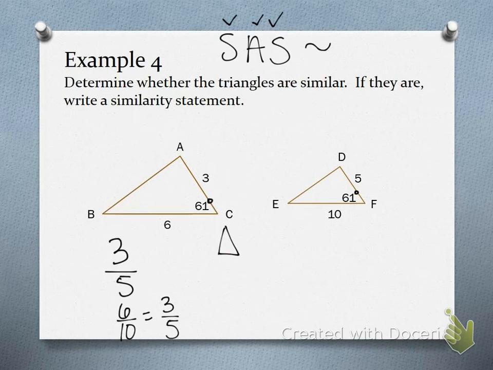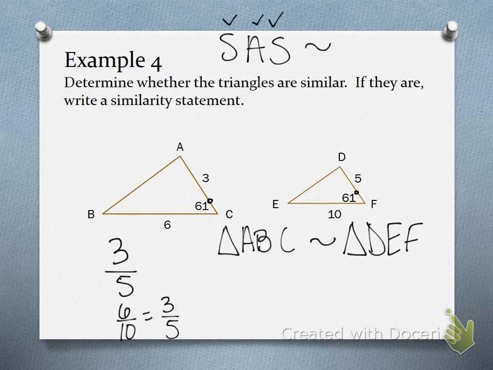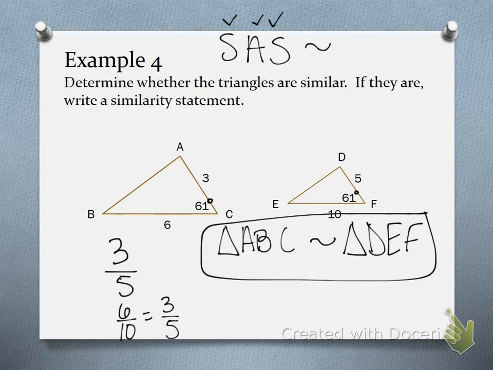So we would say triangle ABC is similar to triangle DEF. Again, if you called it something like triangle CAB, the other one would have to be FDE. It's not the only way to write it, but it is one way. Questions, concerns about example 4? Need more time. Moving on.